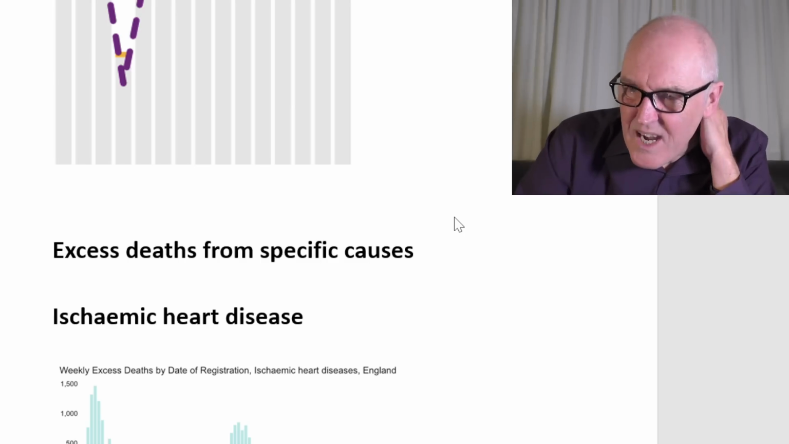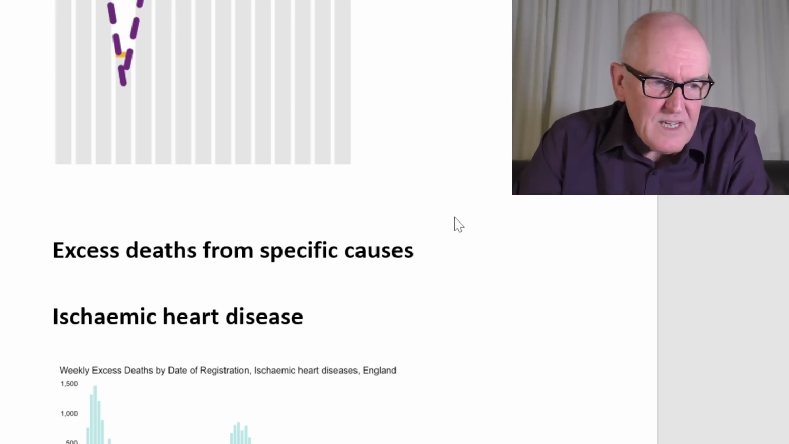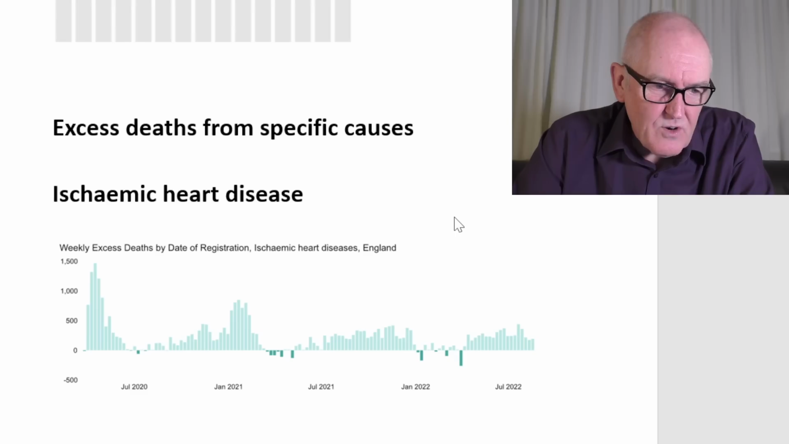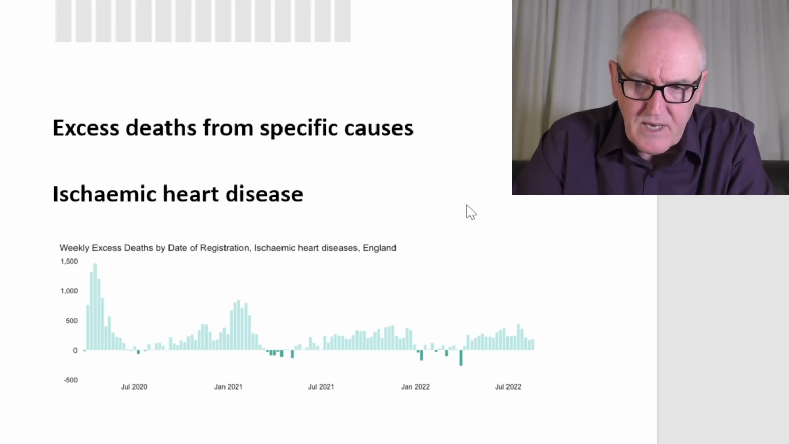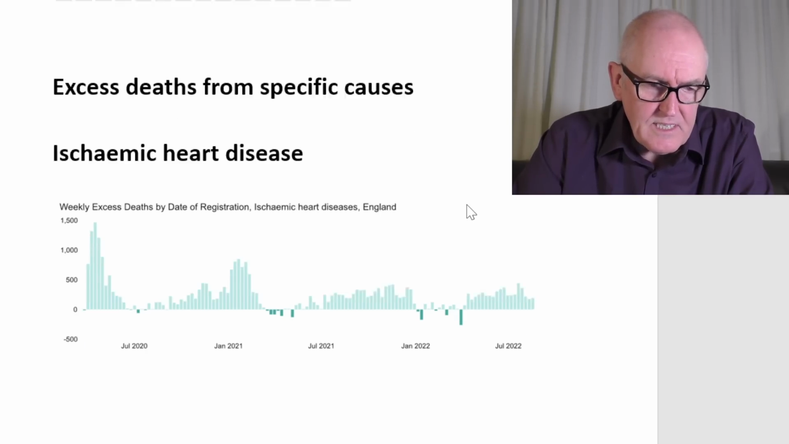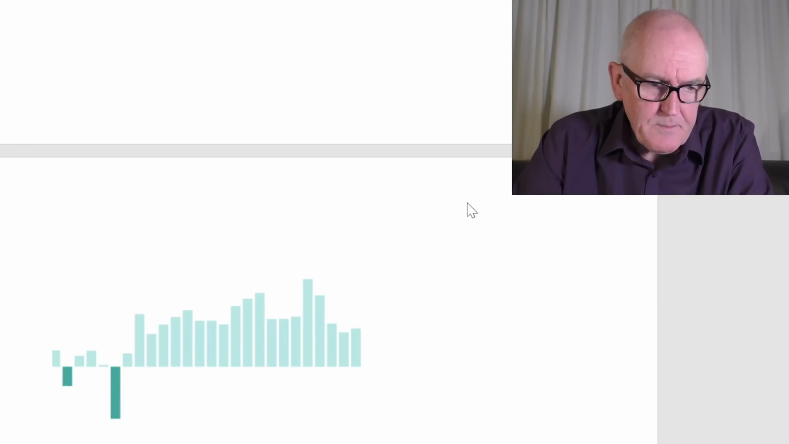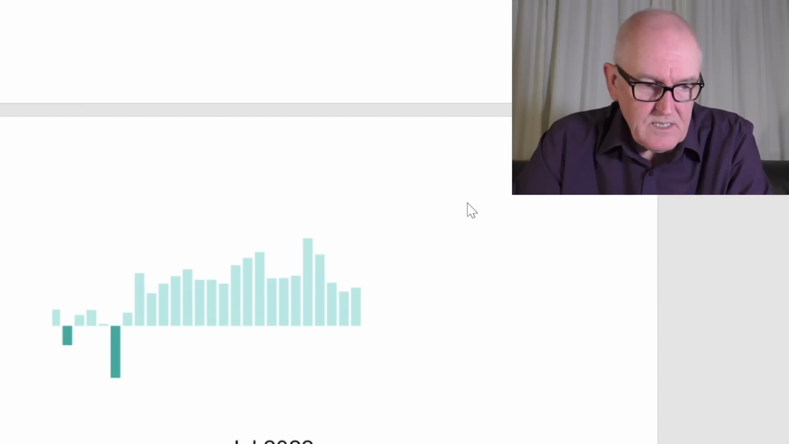Now, we do have some causes here. So excess deaths from specific causes. This is the ischemic heart disease one, and we see this has been higher for some time now, throughout the pandemic, years in fact. But if we look at the last few months again, we see ischemic heart disease deaths. Here they were lower, here they were lower, but most of them are higher than we would expect.